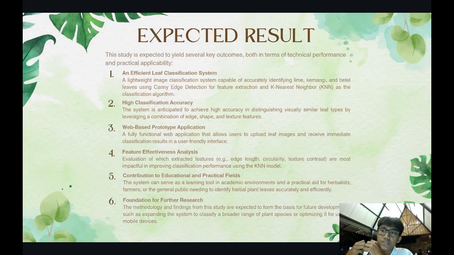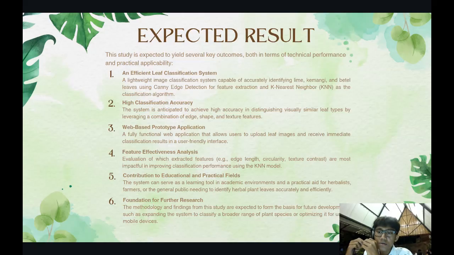For expected results, this study is expected to deliver, first, an efficient leaf classification system, a quick image classification system more capable of accurately identifying lime, kemangi, and betel, using Canny edge detection for feature extraction and K-nearest neighbor as the classification algorithm. Number two, high classification accuracy. The system is anticipated to achieve high accuracy in distinguishing visually similar leaf types by leveraging a combination of edge, shape, and texture features.